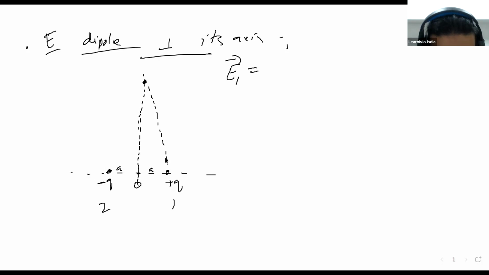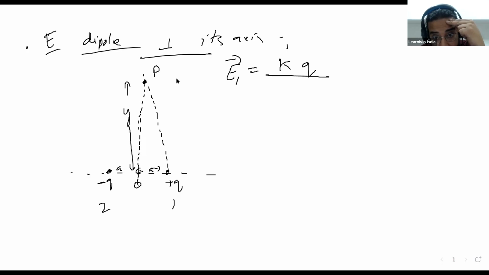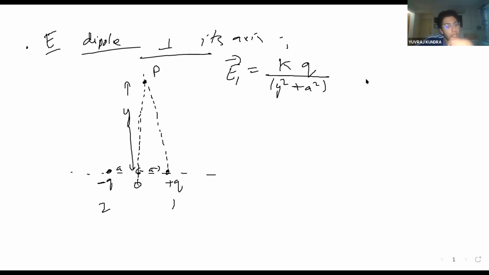So you will have a triangle that forms, correct? This distance, let's call this distance some y, right? So this is A, this is Y. What is the electric field going to be then? So the electric field at this point P, because of this one charge, will just be KQ over the distance squared, right? And the distance squared is just y squared plus a squared, correct?